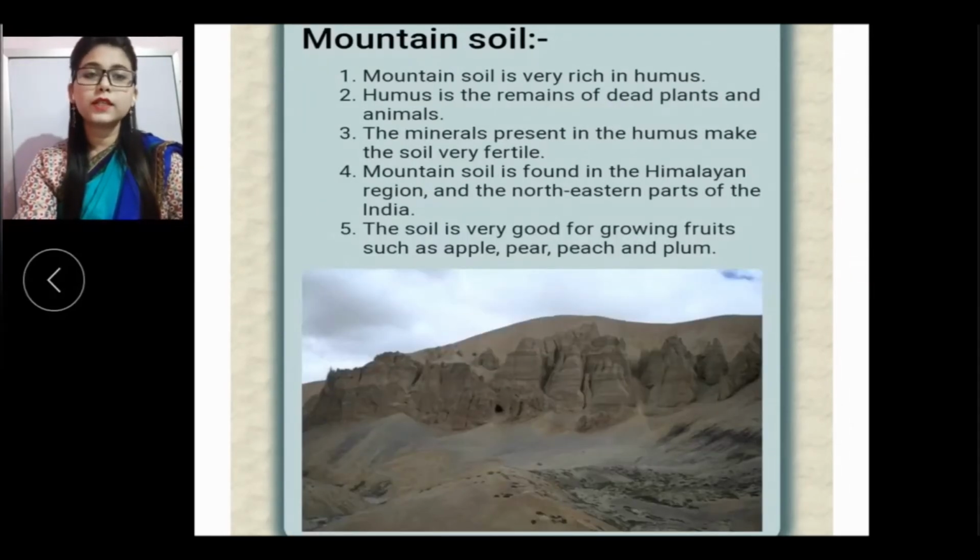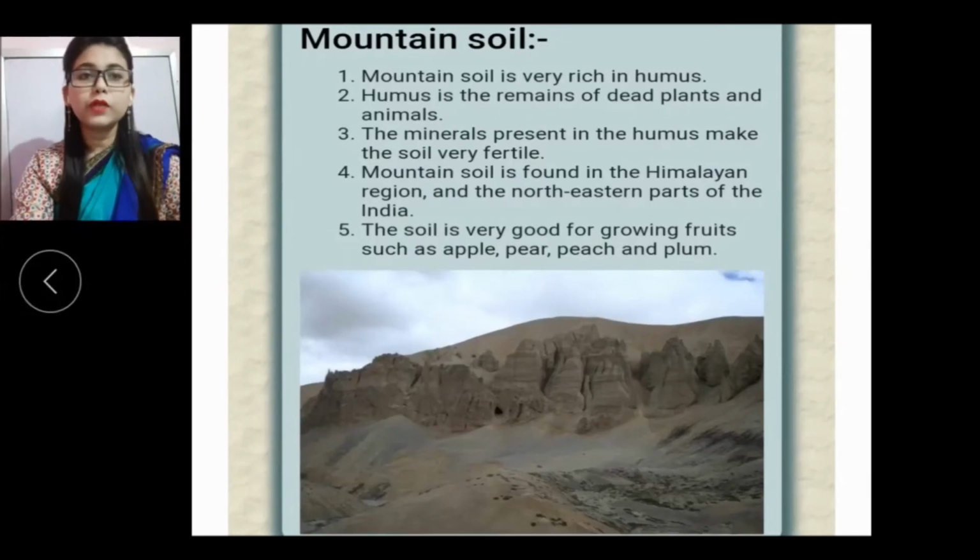So this is mountain soil. Mountain soil is very rich in humus. Humus is what? Humus is the remains of dead plants and animals. This is the thing that makes the soil more fertile.